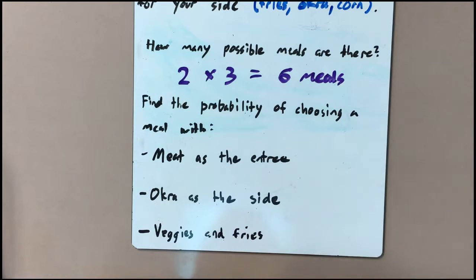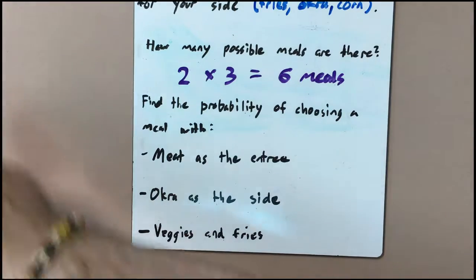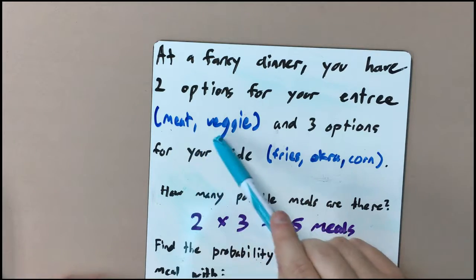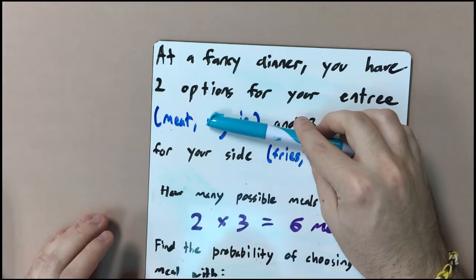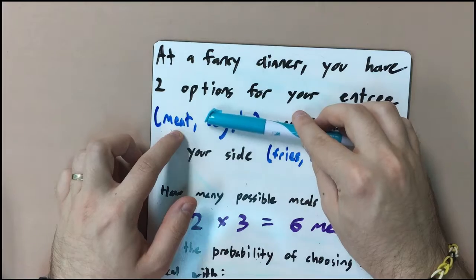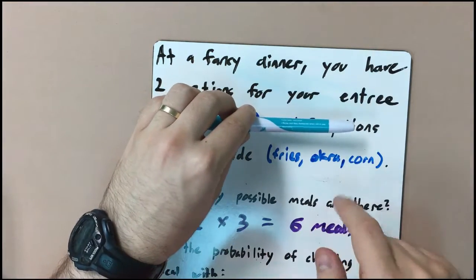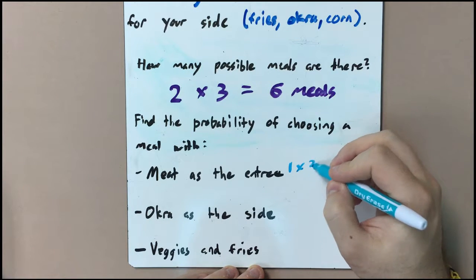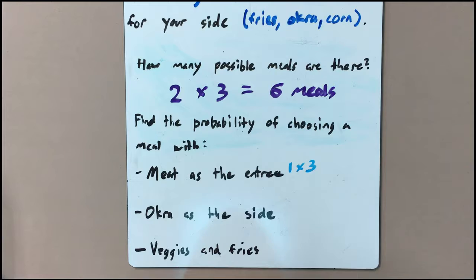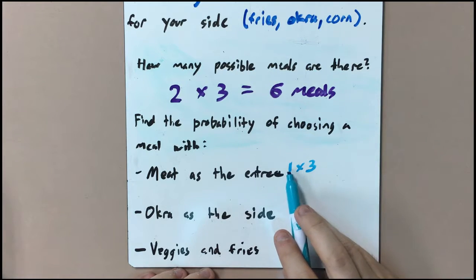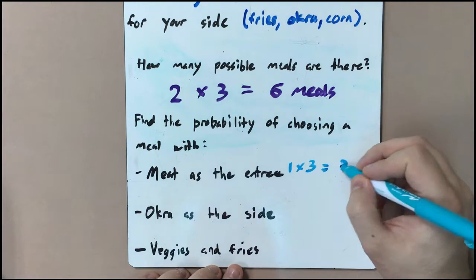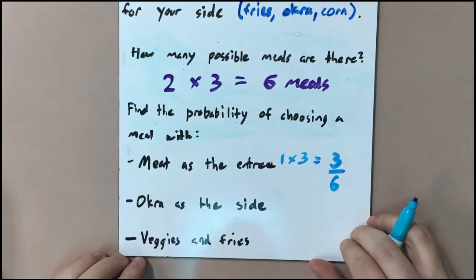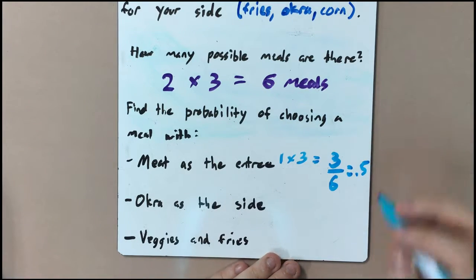So for instance, if we're looking for the probability of choosing a meal with meat as the entree, normally, if I'm looking for the total possible meals, I have 2 options for an entree. But since now I'm only interested in meat, that means that I have 1 choice for an entree and then 1, 2, 3 choices for a side if I want to get a meal with meat as the entree. So that means I have 1 choice for an entree, 3 choices for a side. That's 3 ways to get what I want out of 6 total possibilities. And 3 out of 6 you might know is 1/2 or 0.5.